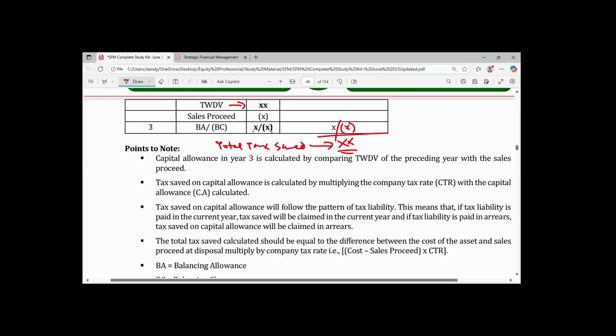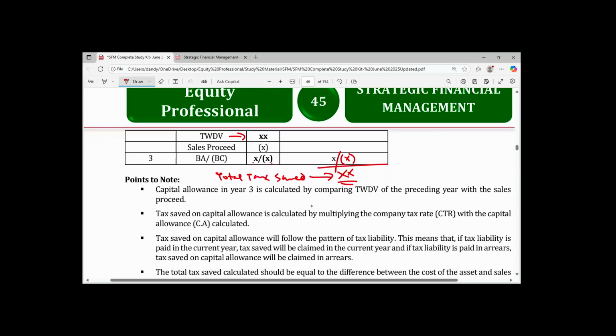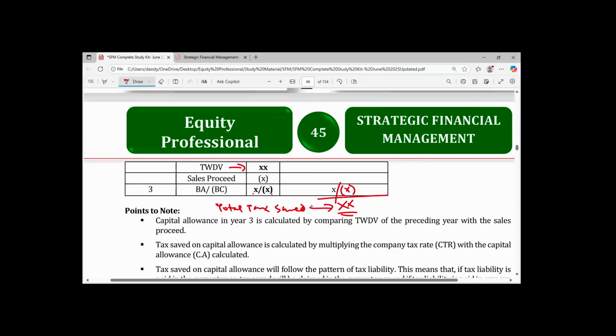This is total tax saved. Add everything together. So if I want to confirm that what I've calculated or claimed as a capital allowance is correct, I will just use a formula. Total tax saved is equal to the cost of the assets minus the scrap value, multiplied by the company tax rate. So whatever you have here and what you have here must be the same.